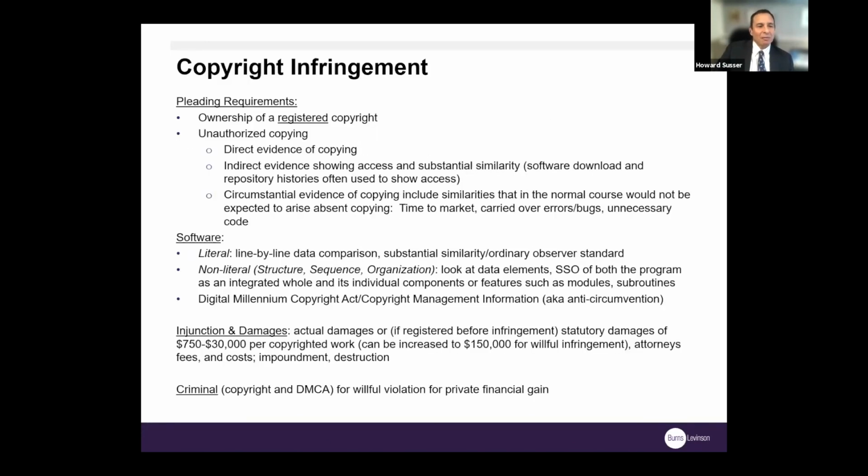Copyrights, I'll fly through that. You can bring a case for federal copyright infringement if it's code or some copyright material like training materials. You have to register the copyright before you bring the suit. There's direct copying, and in the case of software, for instance, you can have literal, line by line copying of code, or you could have the structure, sequence, and organization, more the architecture or the organization of the materials. It's not exactly copying word for word, but it's copying the juice of it.